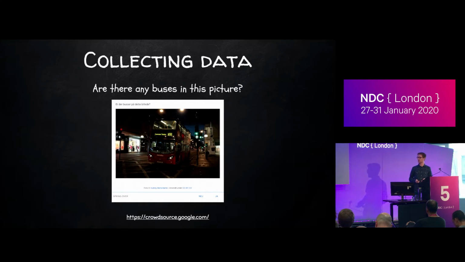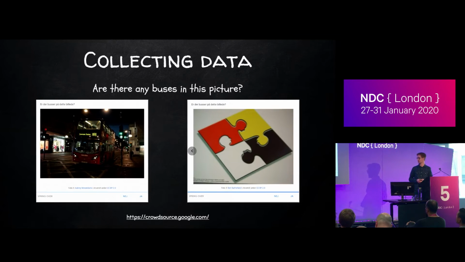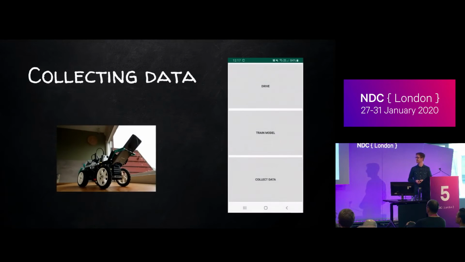But then I got another picture with the same question. Are there any buses in this picture? And no, there are not any buses in this picture. So apparently Google didn't know whether or not there was a bus in this picture. They do now. But that leaves us with how are we actually going to collect data?